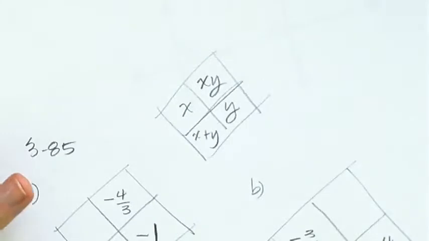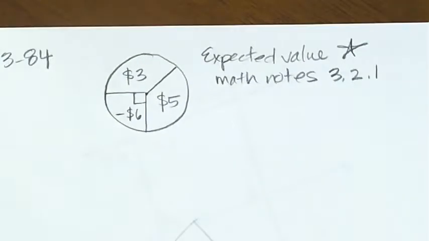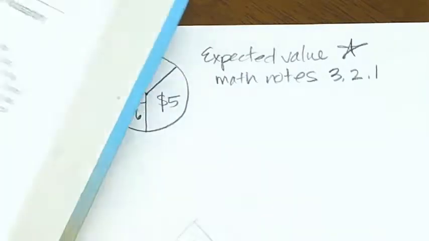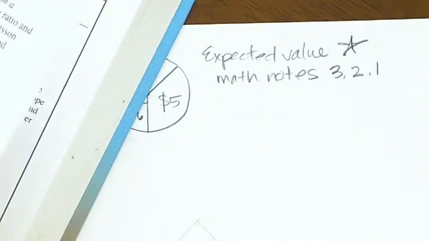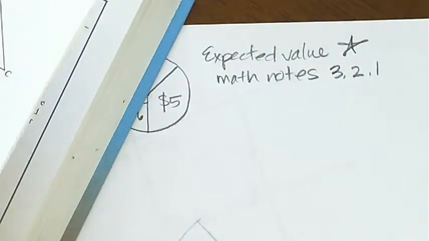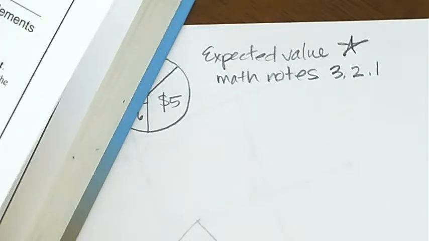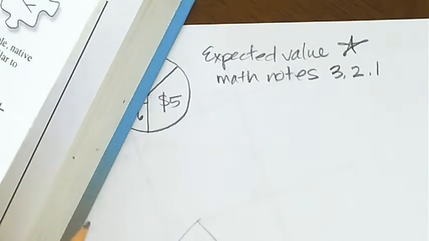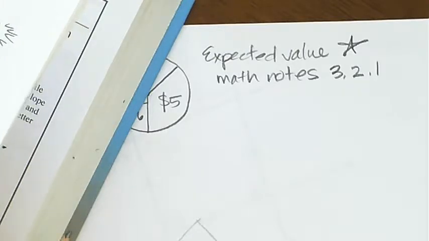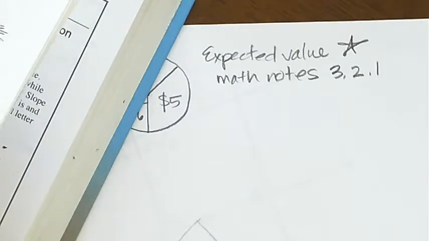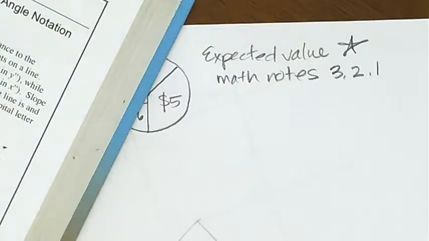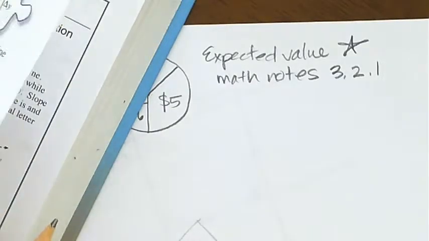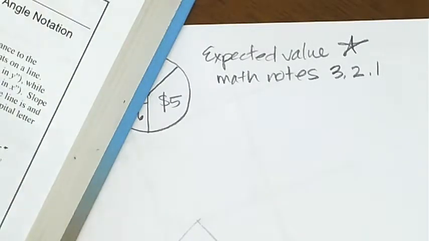Okay, moving along, 384 is related to something that we haven't done yet. So I'm just going to quickly review the math notes. They're in lesson 3.2.1. It's not very difficult. And I don't think it's going to be on PSAT, but it does pop up. If it's in this book, chances are you're going to see it again next year. So let me find these math notes. 3, 2, 1. Here it is.